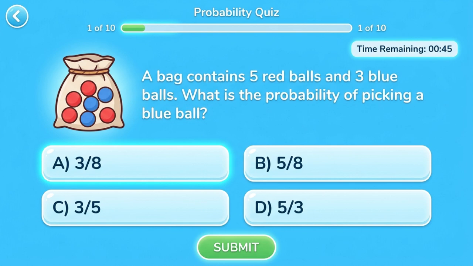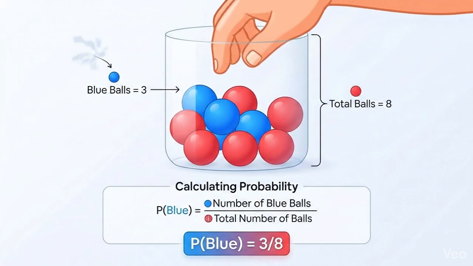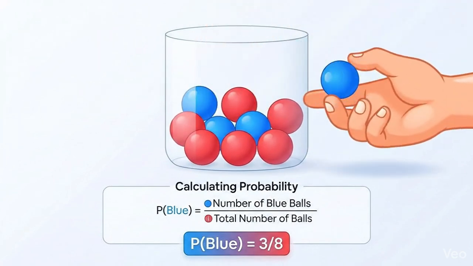A bag contains 5 red balls and 3 blue balls. What is the probability of picking a blue ball? Pause the video and calculate your answer. There are 3 favorable outcomes and 8 total outcomes, so the probability is 3 divided by 8. Great job if you got it right.